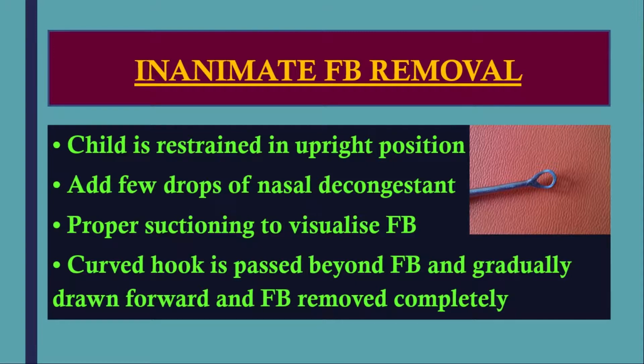Now, inanimate foreign bodies: when a child is brought to a hospital or a clinic and the foreign body is visible, then one usually attempts to remove the foreign body in the clinic. But the first and foremost thing is for the child to be held strictly in an upright position. If the child is not restless and is cooperative, then it's easier to remove a foreign body. So the first thing is the child is restrained in an upright position.